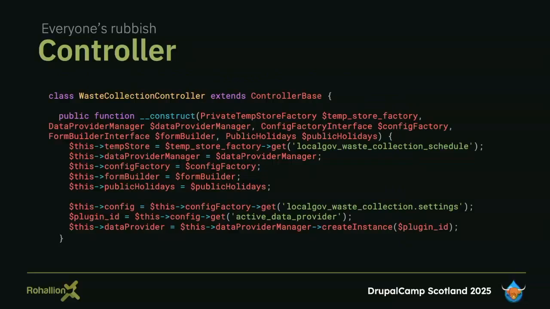And this all comes together in our module's controller. So very quickly, when you install the module, you need to set an active data provider. So this is the exciting bit down here. We grab the configuration for our module. Part of that is the active data provider, and we then set our class's data provider to an instance of that plugin.